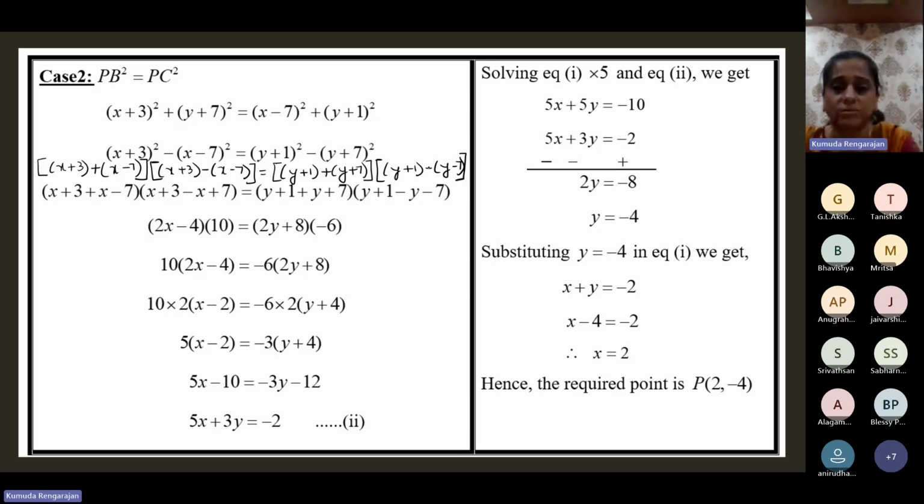Sure, I made a mistake. Minus into minus is plus 7. So you'll get 8 here. This is wrong. Just check my working, children. I think I made some typing mistake.